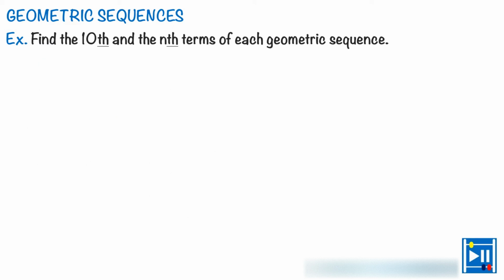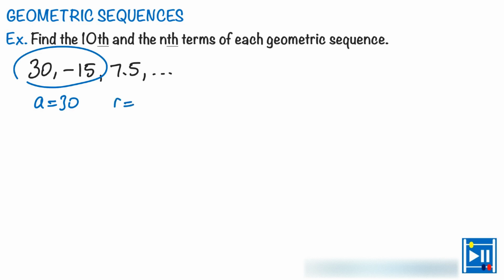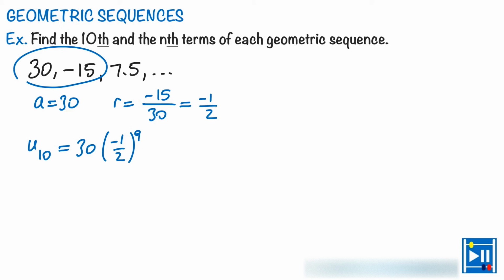So if I have an alternating geometric sequence, something like 30, minus 15, then 7.5, and so on, right? Well, the first term is 30, and the common ratio, if I just take these two, for example, will be minus 15 divided by 30, which will be minus 1 over 2, right? So for the 10th term, I go like 30 times minus 1 over 2 to the power of 9, and I will get minus 30 over 512.